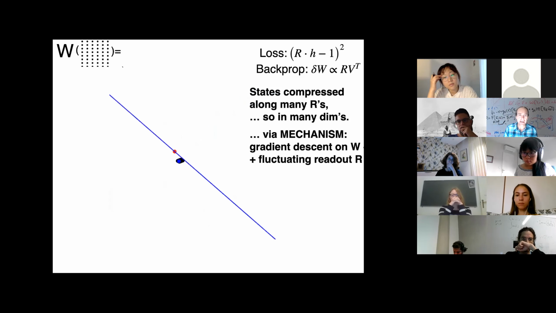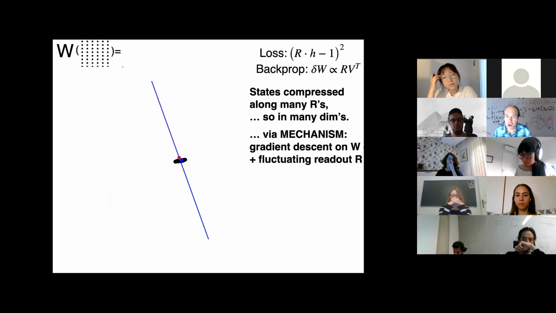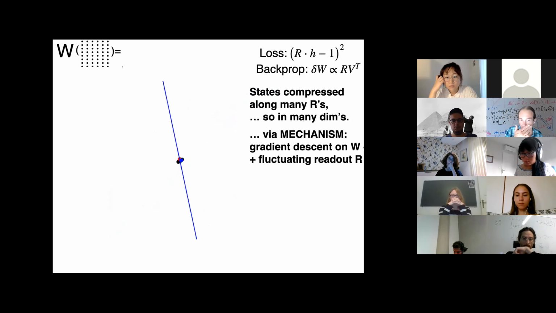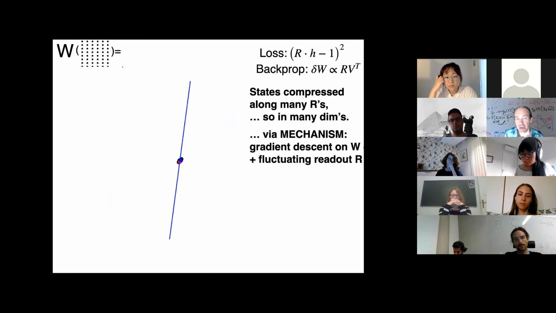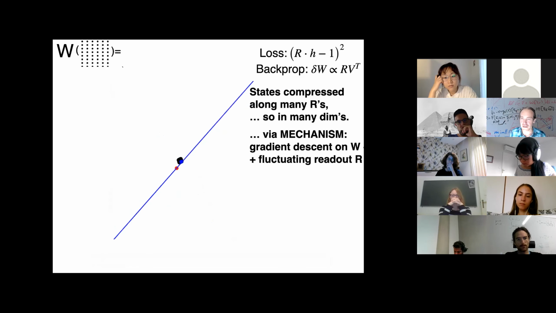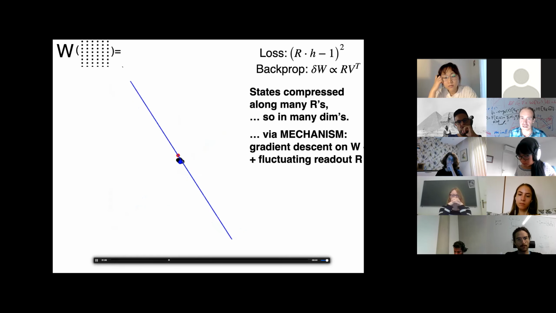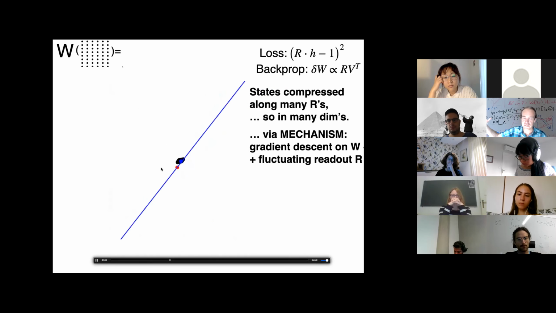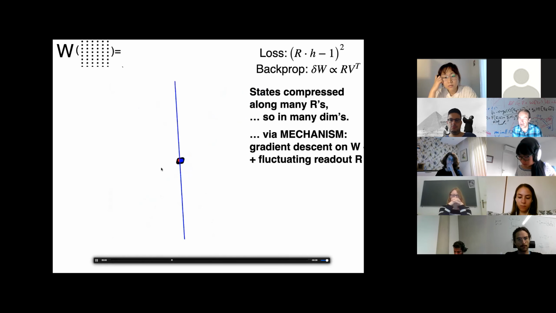It is simply that there is not one objective that the network is trying to learn according to one set of readout weights. But you have fluctuations in terms of how the network output is being interpreted, and therefore you have fluctuations in the constraints that, via this mechanism, cause collapse of the input data along many different dimensions.